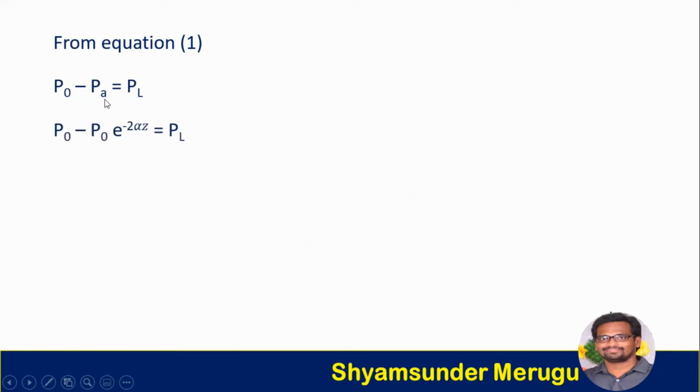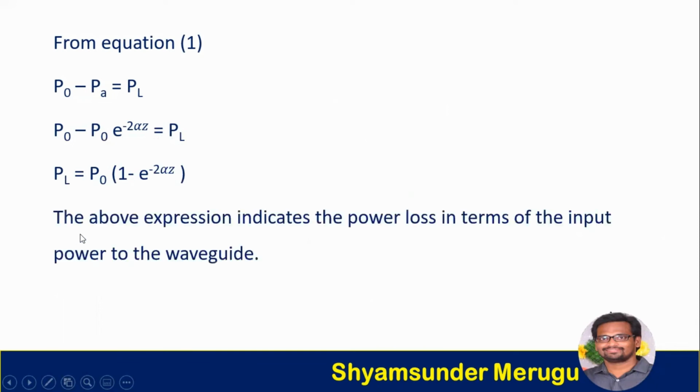As we know, PA is P naught into e power minus 2 alpha z. So P naught minus P naught e power minus 2 alpha z equals PL. Taking P naught common, we get PL equals P naught of 1 minus e power minus 2 alpha z. So the above expression indicates the power loss in terms of the input power to the waveguide.